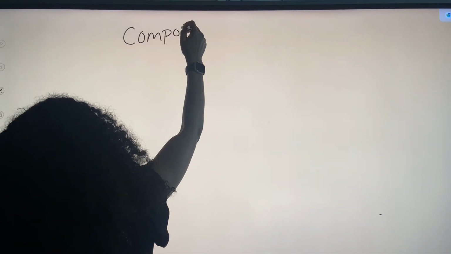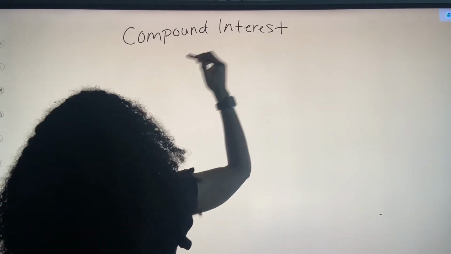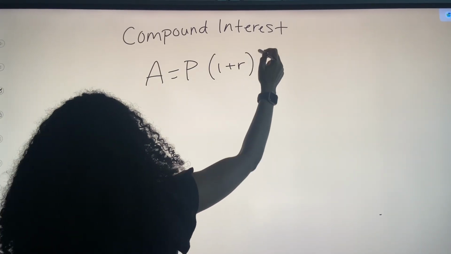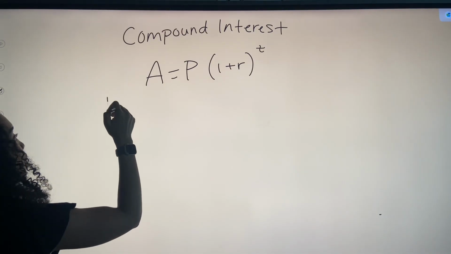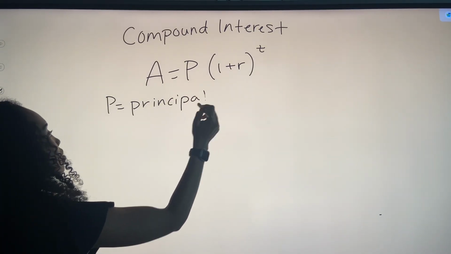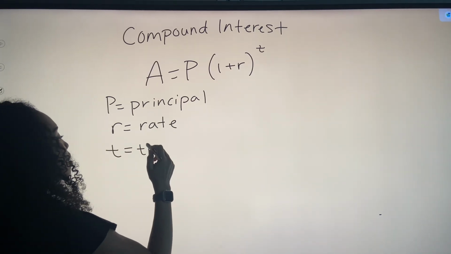Okay, so we're going to be going over compound interest today. And your basic formula for compound interest is A equals P(1 + r)^t, where P stands for the principal, R is your rate, and T is time.